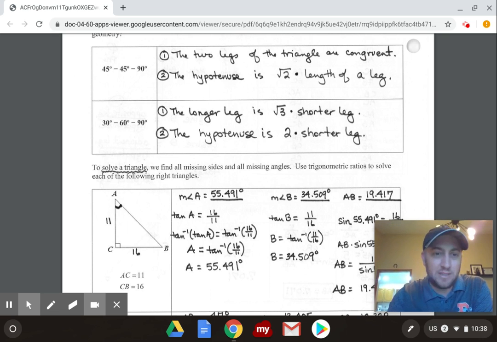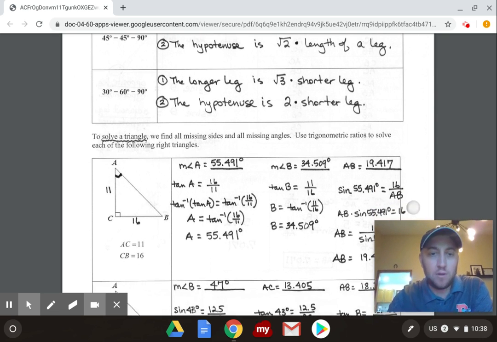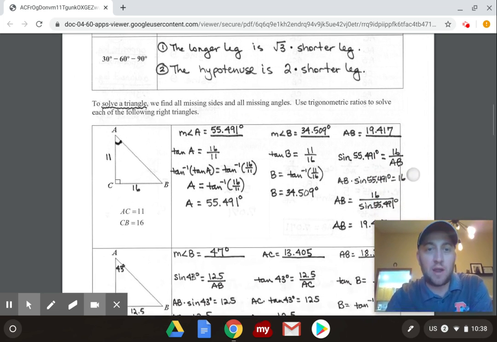In the 30-60-90 right triangle, there are two special relationships that exist. The longer leg is square root of 3 times the shorter leg. And the second one would be the hypotenuse is 2 times the shorter leg. So those two are nice.